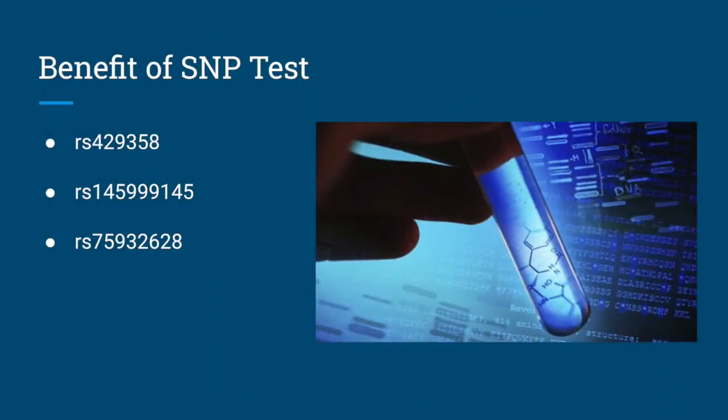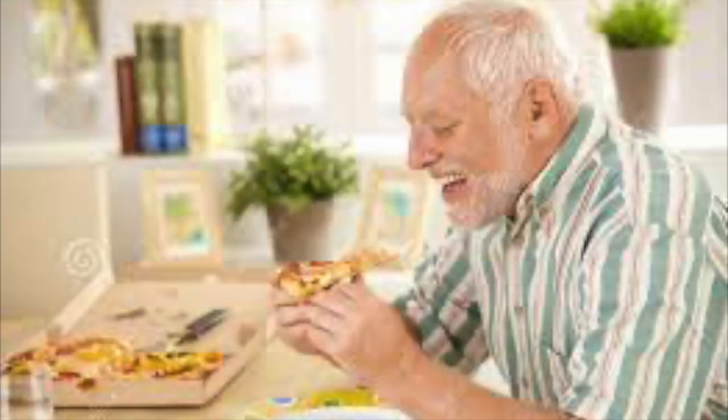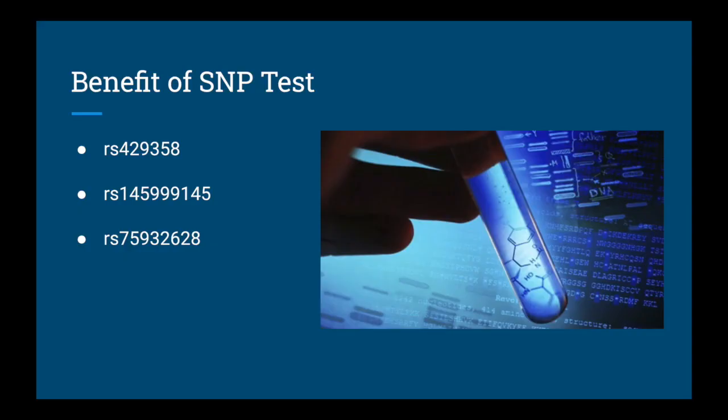For our experiment, we're going to be studying 3 different SNPs. First is RS429358, located on the APOE gene. The APOE gene encodes a protein involved in metabolism of fats in the human body. The CT genotype causes 3 times increased risk of Alzheimer's disease, while the TT genotype is the most common.